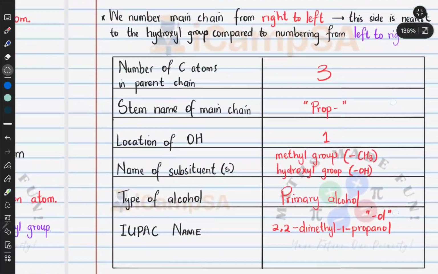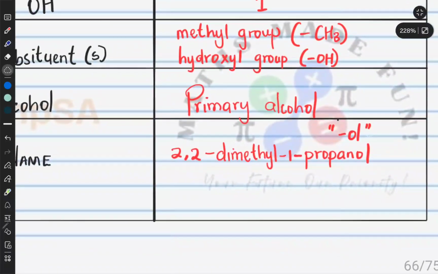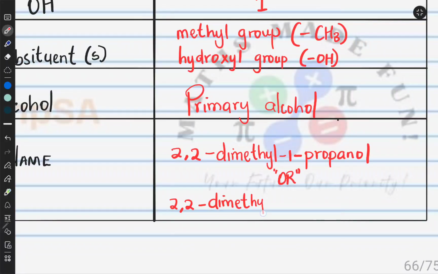All right, so before we just continue, I forgot to mention that here you also have another alternative. So you can say 2,2-dimethylpropan-1-ol, or you can say 2,2-dimethylpropan-1-, and then you put your suffix at the end, right?